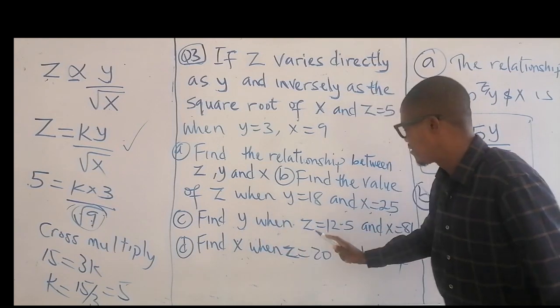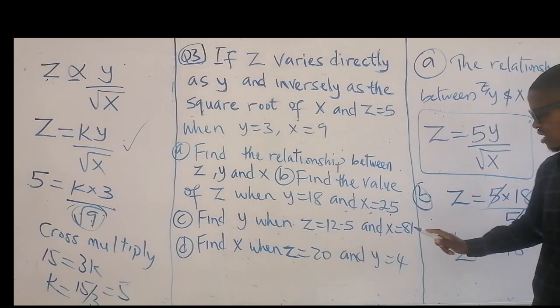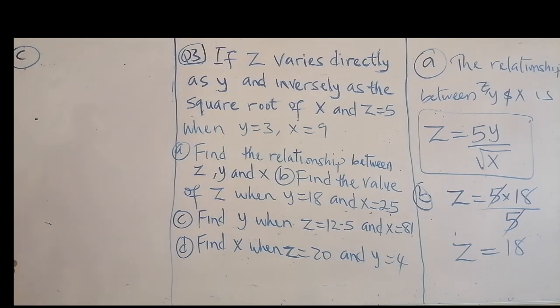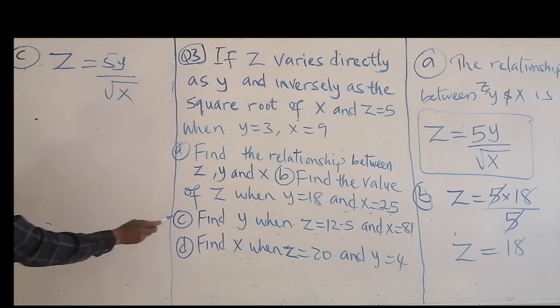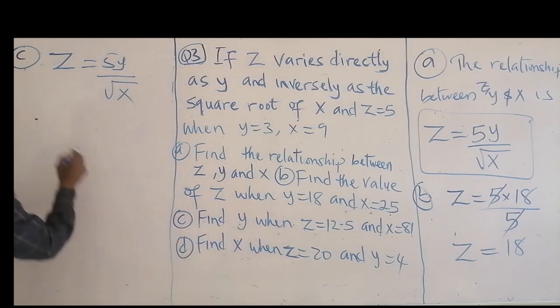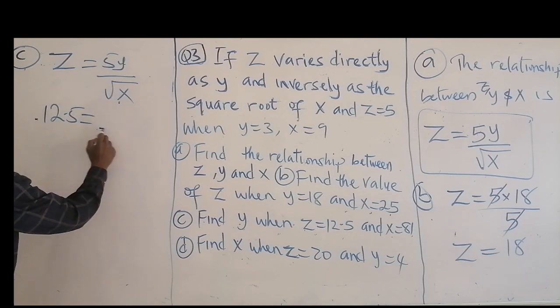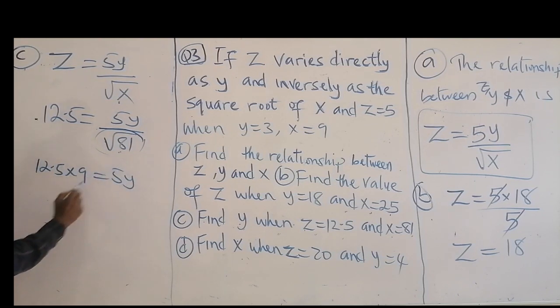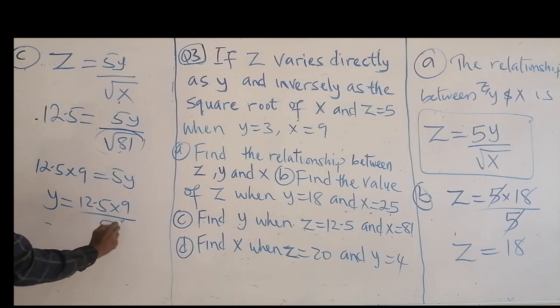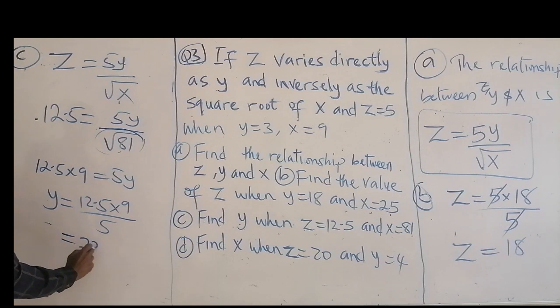Then we go to C part. Find y when z is 12.5 and x is 81. We have the formula that connects the variables, so we can go back to this place. Find y when z is 12.5 and x is 81. That will be square root of 81 and then 5y. So we can cross multiply. The square root of 81 is 9. So we're having 12.5 times 9 equal to 5y. So y will be equal to 12.5 times 9 all over 5. And if you punch your calculator, you get 22.5 for y.